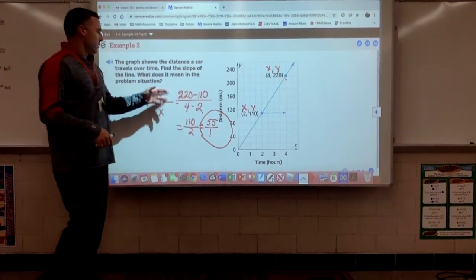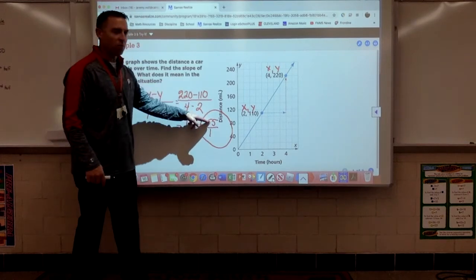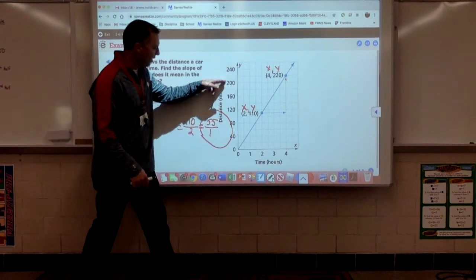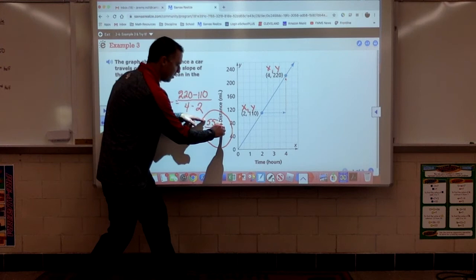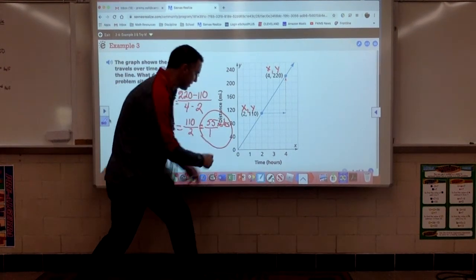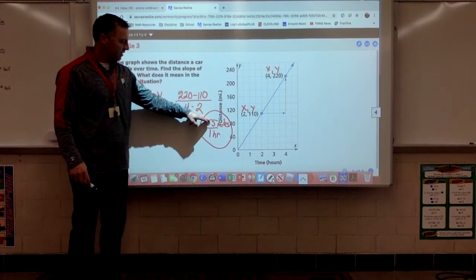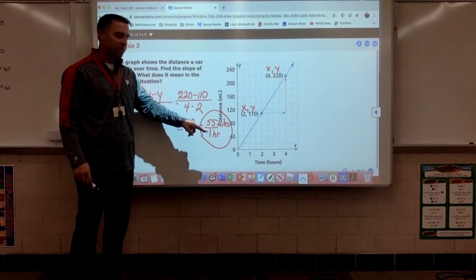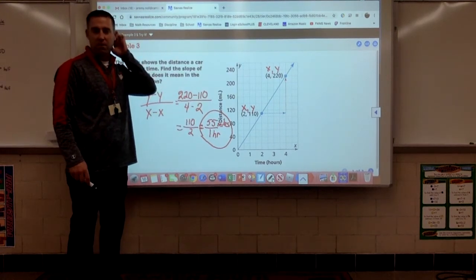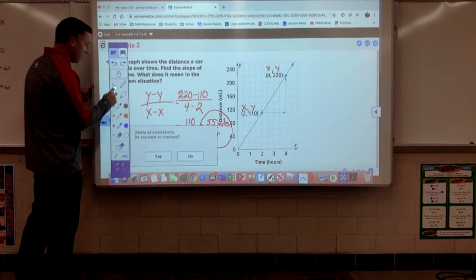What does that mean in the problem situation? Well, again, this is our rise. Our rise is our y values. This represents miles. The 1 is our run. It represents hours. So what does that mean about the car? It is going 55 miles in 1 hour. Or every 1 hour, it's going 55 miles. Nice job, Jilly Rose.